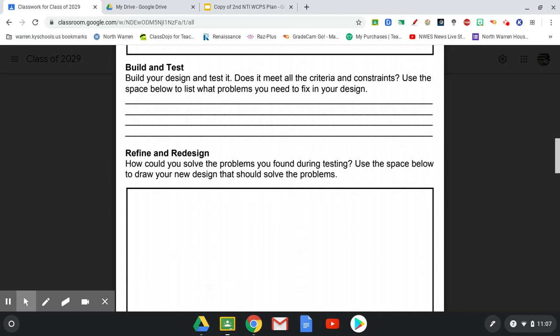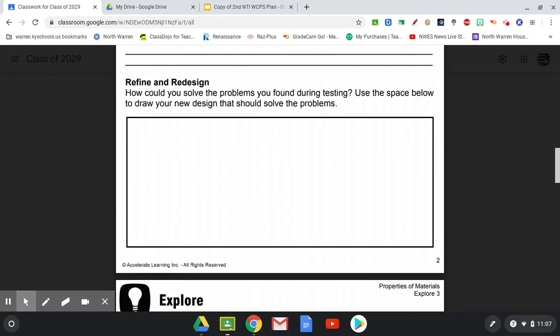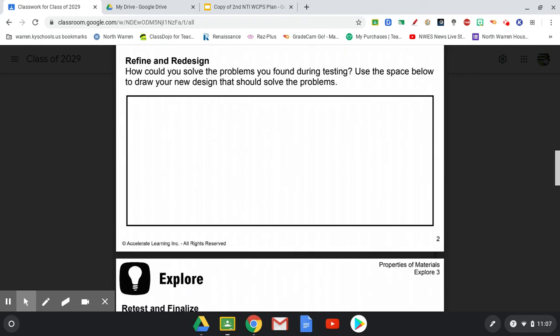What scientists do is when they build something, they don't automatically just send it out to the company and have it built. They have to run tests on it, they have to make changes to it. So what you're going to write down here is what changes you need to fix your design, and list any problems that you had with your design. Did it fall over? Did something not stick? Did you forget a criteria? Maybe you forgot to make something smooth or flexible.